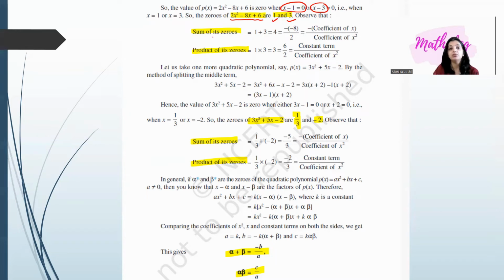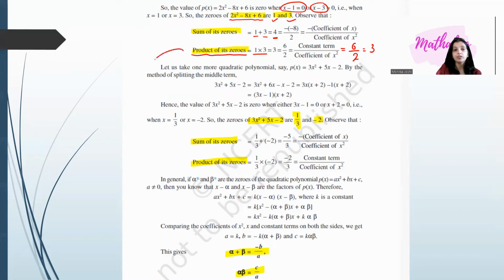Now we will find the sum of its zeros. So 1 plus 3 equals 4. We also observe it is the same value we get when we take the coefficient of x and divide by the coefficient of x square with a negative sign. So both give the same value. And for the product of zeros, 1 into 3 equals 3. When we keep the constant term in the numerator, that is 6, and the coefficient of x square, that is 2, in the denominator, the answer will be the same, 3, right?